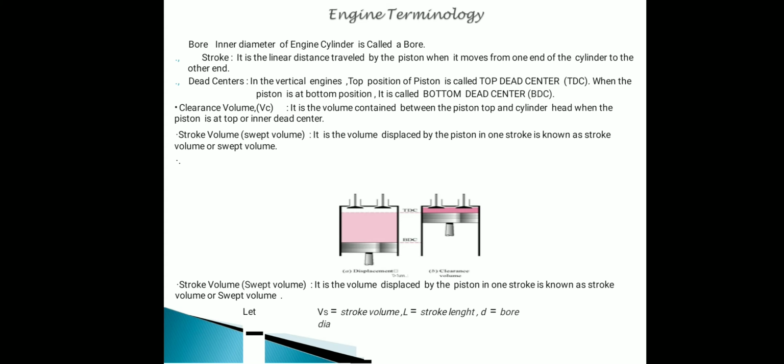Now engine terminologies. First of all, there is the movement of the piston on the top side and bottom side. The top point of the piston movement is called TDC, and the bottom point of the piston movement is BDC, or bottom dead center. The cylinder volume swept between them is called stroke volume.